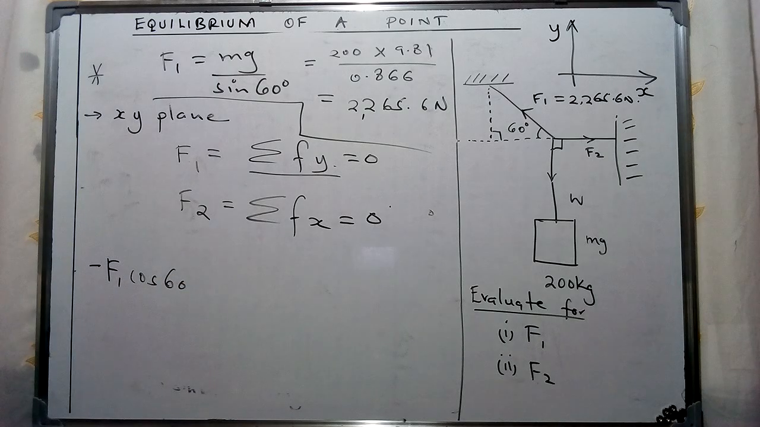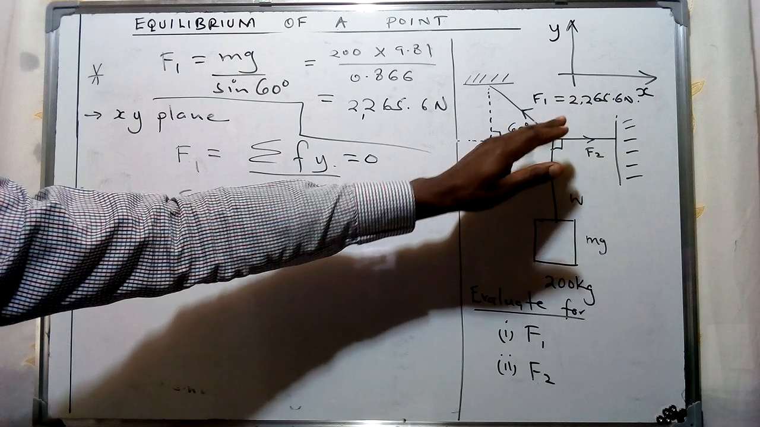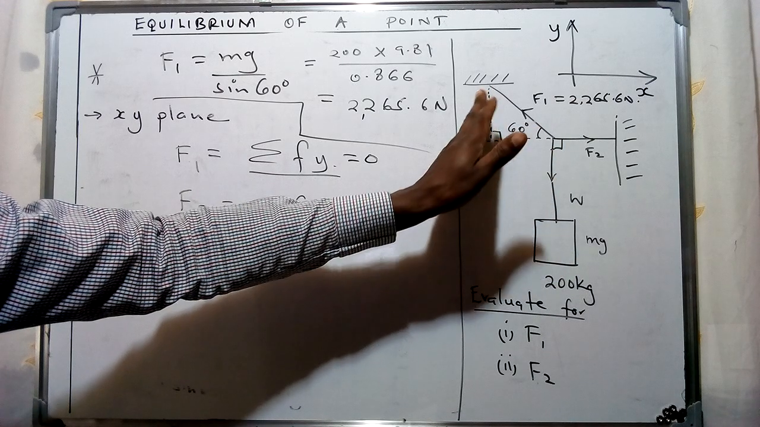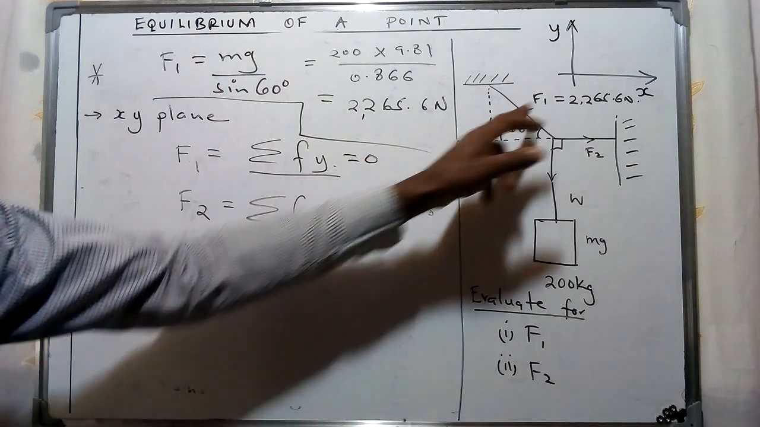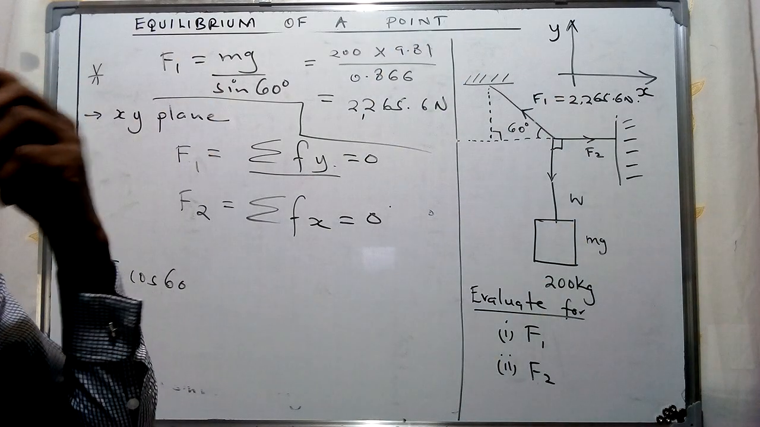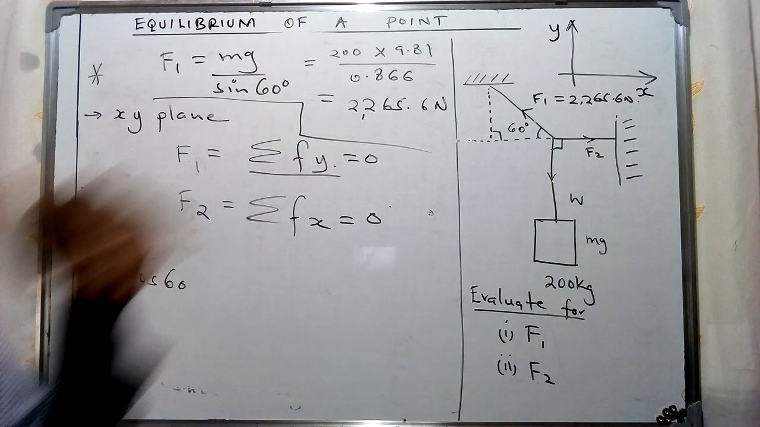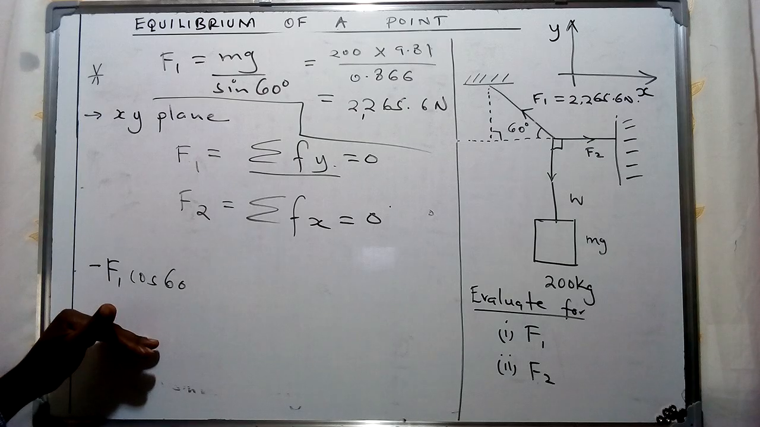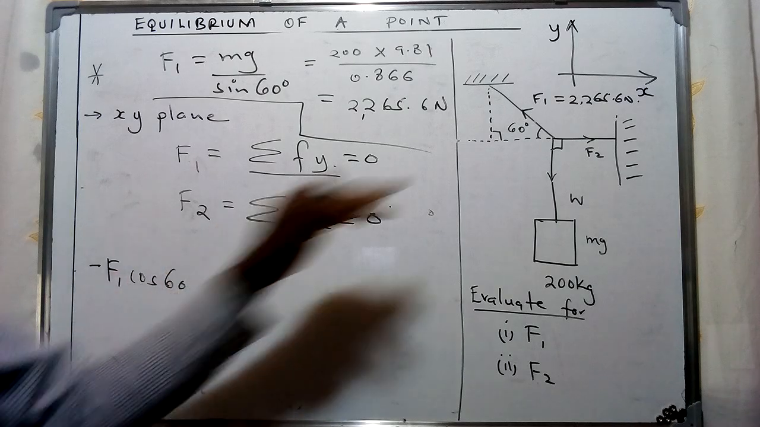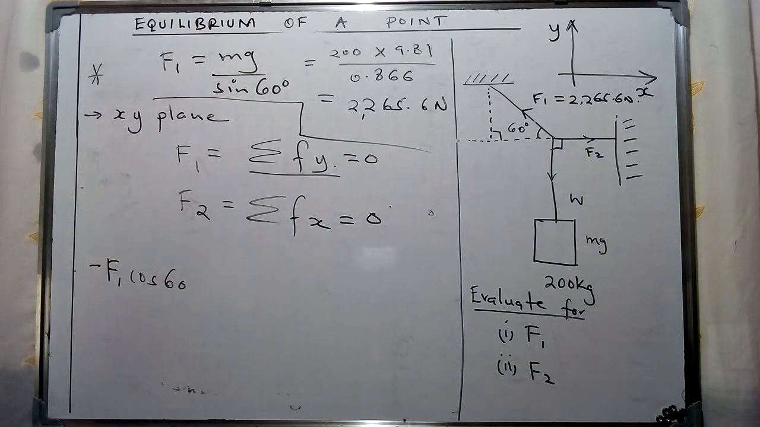So from our previous discussion, we had identified the component of F1 along the x-axis and along the y-axis in terms of the sine function. So we are given it as F1 sine of 60 degrees. But we're going to have the component of this specific force acting in the opposite direction given in terms of the cosine function.